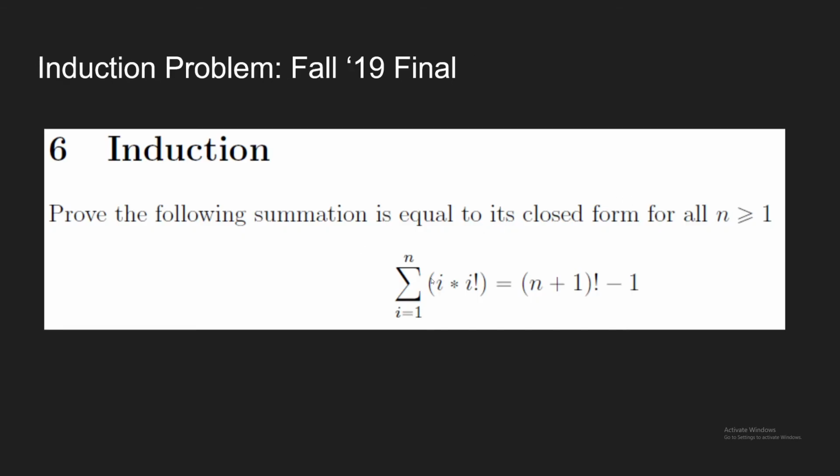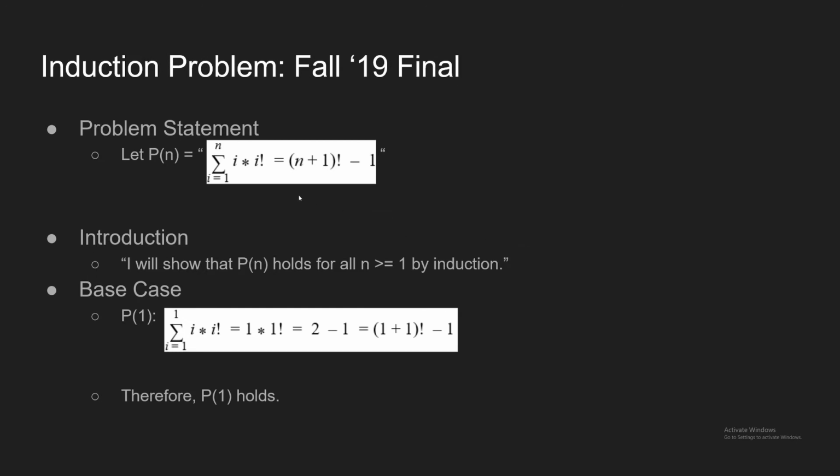So let's actually look at this problem in detail from the fall of 2019 final. So this is number 6 from the fall of 2019 final, and we're going to prove that the following summation is equal to its closed form for all n greater than or equal to 1. So for our problem statement, we say let P(n) be that the sum from i equals 1 to n of i times i factorial is equal to (n+1)! minus 1. Our introduction: I will show that P(n) holds for all n greater than or equal to 1 by induction. Our base case is P(1).